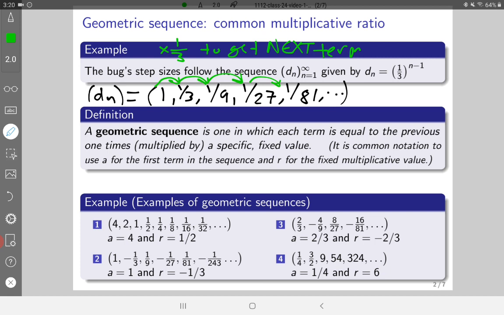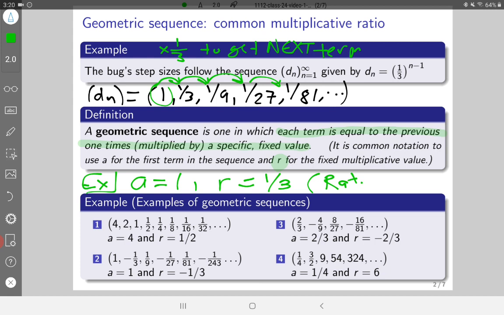A geometric sequence is one in which each term is equal to the previous one multiplied by a specific fixed value. And it's very common to use r for that value. So in our example up above, the first term was a 1. I'm noting in the definition box here that it's pretty common to use a to mean that, the first term. And r is a third. That's the number that I multiply by each time to get the next term.